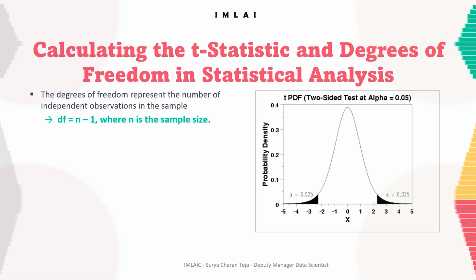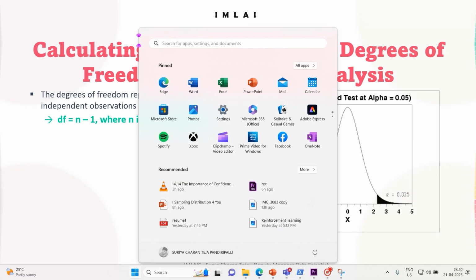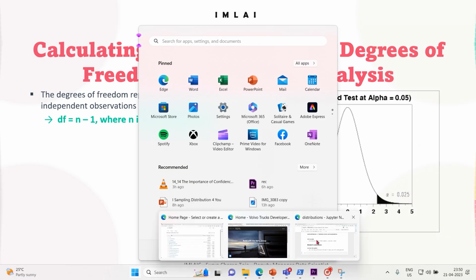But does it make any sense when I say degrees of freedom is equal to n minus 1? Can you make anything out of it? I'm not sure whether you're able to make anything out of it. So that's the reason. Let me explain what degrees of freedom means for us.